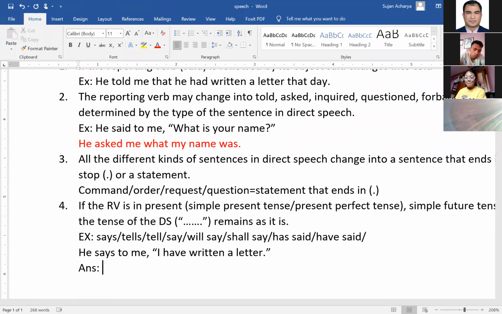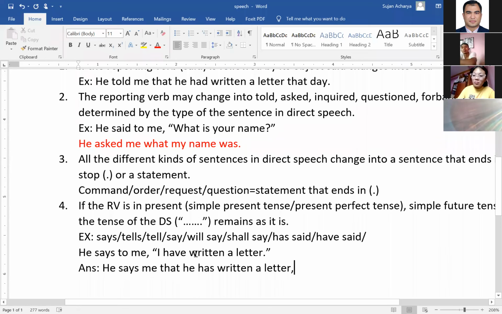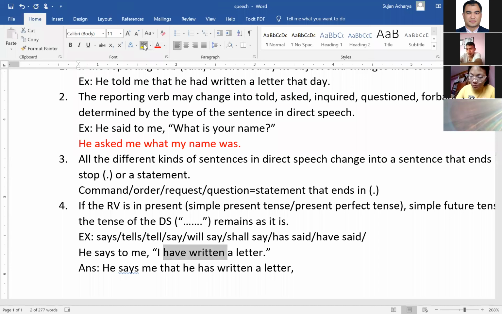He says to me, I have written a letter. He says to me that he has written a letter. Have written, present perfect. Has written, present perfect.